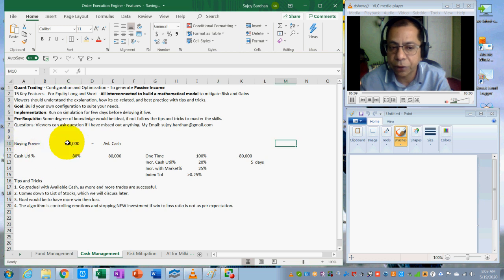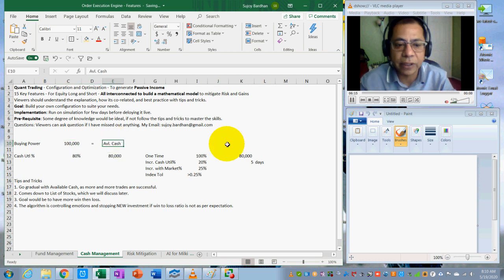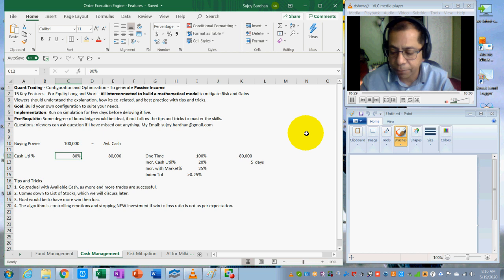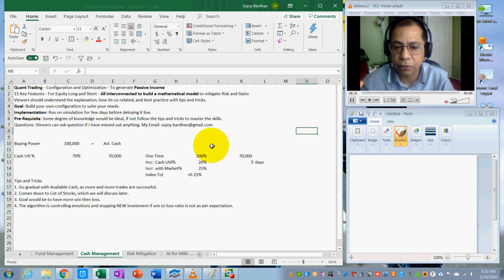So this is where your 100,000 is, which is equal to your available cash. Going forward with the software, you can tell the algorithm that, okay, out of the cash which is available to me, which is 100,000, I want to put in 80% of it as an example, or you can say 70% of it. I want to use 70,000 of that cash.